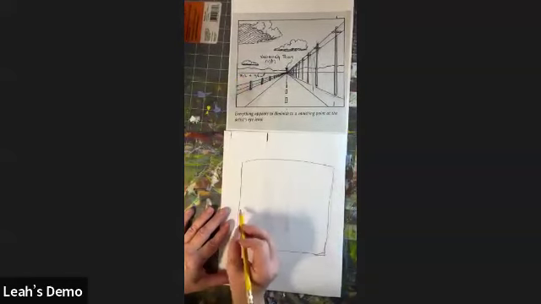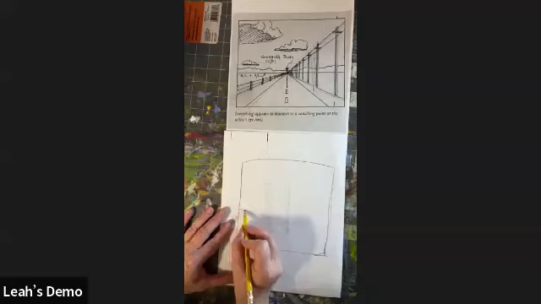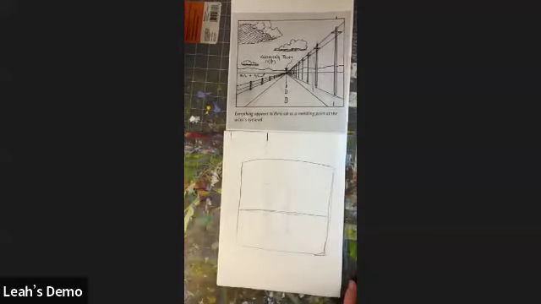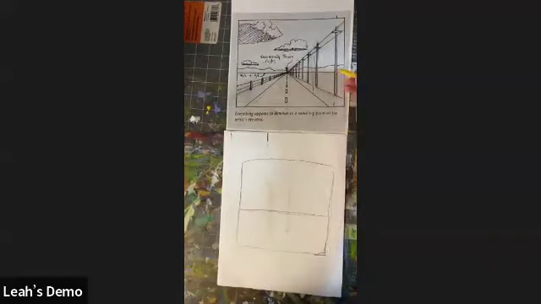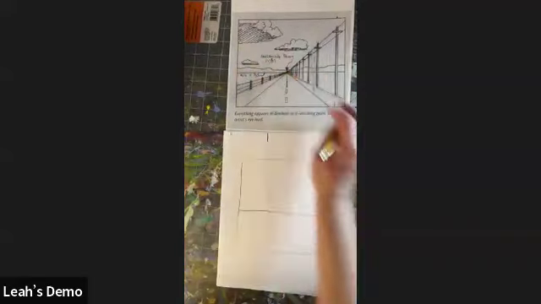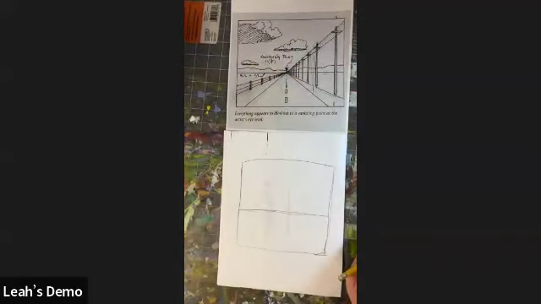So your eye level is going to be less than halfway. Does anybody remember why? Why do we not put this eye level horizon exactly at the halfway point? We're going to put it a little below, or we might put it a little above. Why don't we put it right at the halfway point?